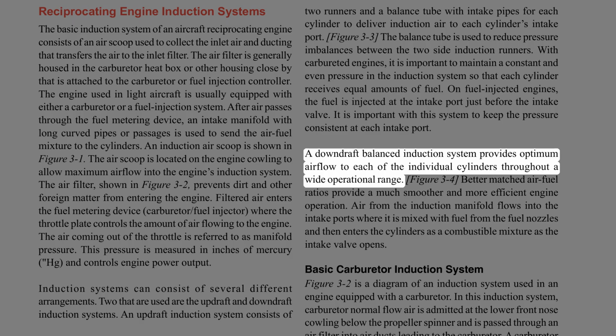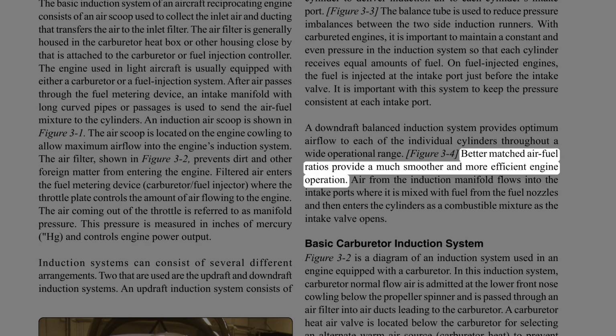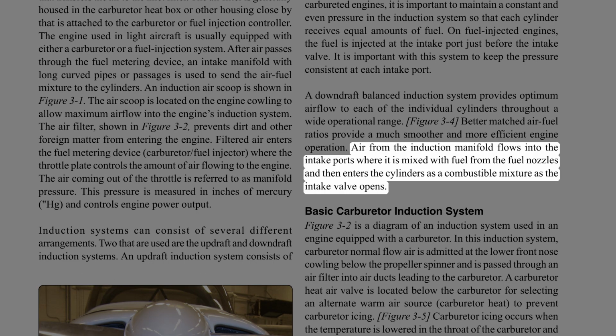A downdraft balanced induction system provides optimum airflow to each of the individual cylinders throughout a wide operational range. Better matched air-fuel ratios provide a much smoother and more efficient engine operation. Air from the induction manifold flows into the intake ports where it is mixed with fuel from the fuel nozzles and then enters the cylinders as a combustible mixture as the intake valve opens.